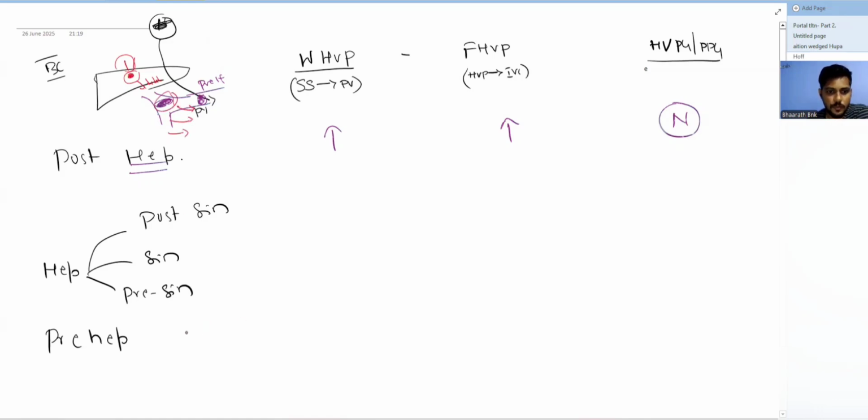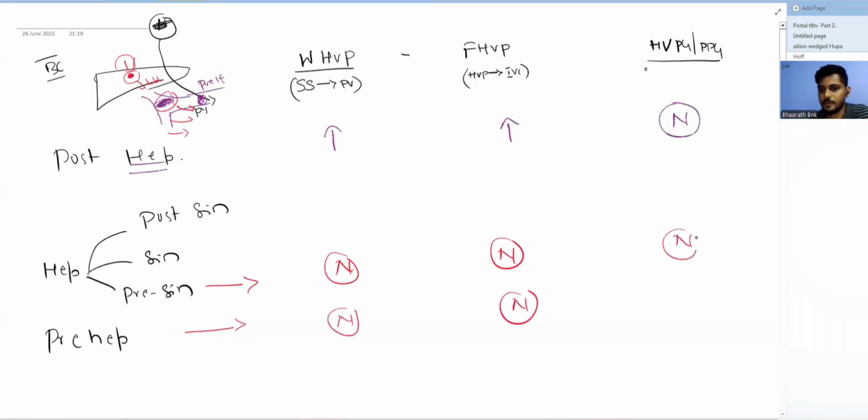So obviously in the case of pre-hepatic or pre-sinusoidal, the wedged hepatic pressure will be normal because the obstruction is distal to it. This will be normal, this is normal, this is normal. So definitely this will be normal, right? Now what happens in sinusoidal and post-sinusoidal?